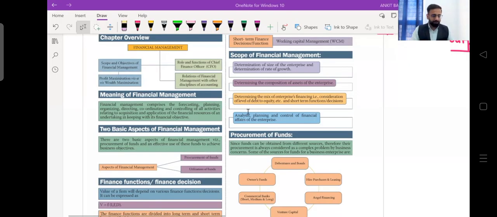In the previous recording, we have seen the definition of financial management. We have also seen the objective of financial management. Now, I will be continuing the same topic. We will discuss a few new concepts in this particular session.